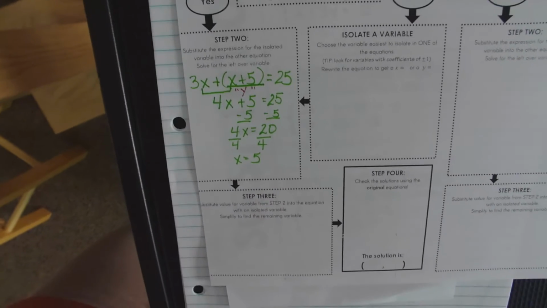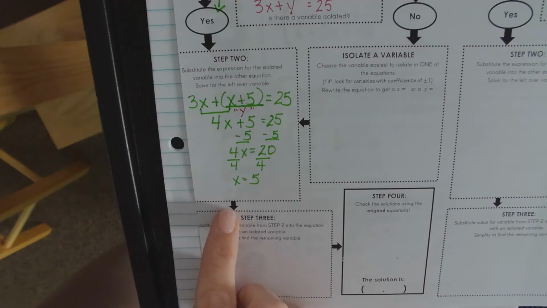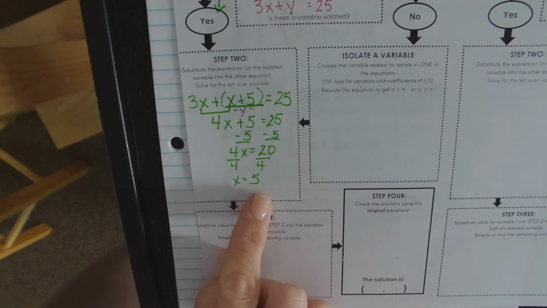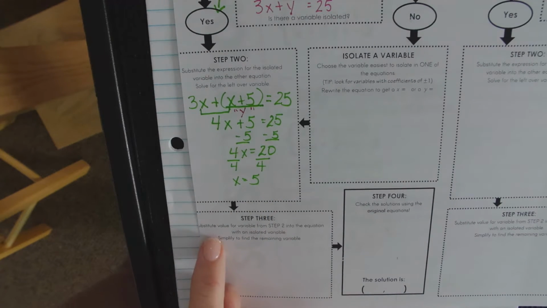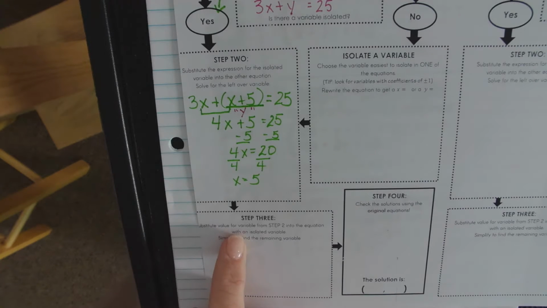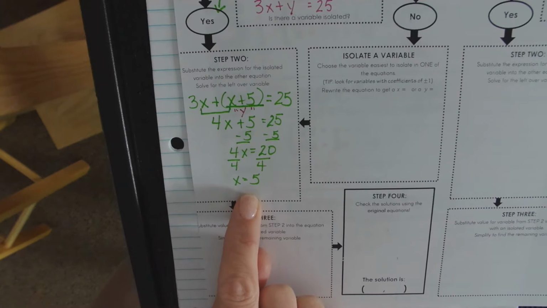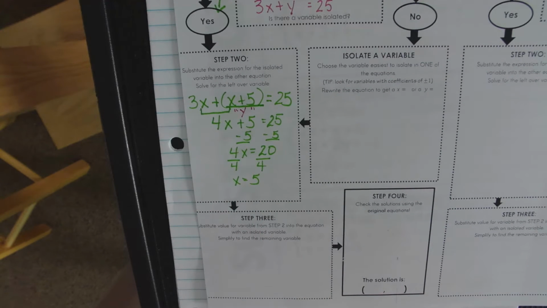Okay, I'm going to scoot this up a little bit. We're going to follow the arrow. So now we've solved for x here. Now we're going to go down. Substitute x in. So what are we missing? We still need to find y. So how do I find y? Yeah, x is equal to 5.